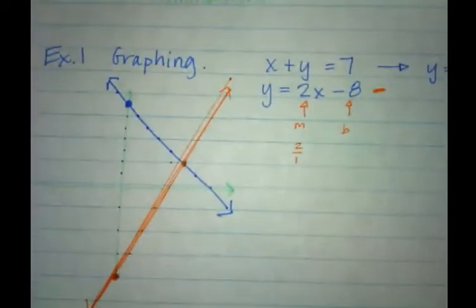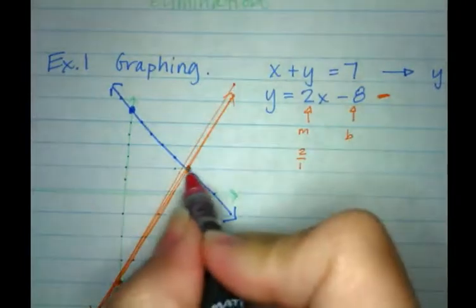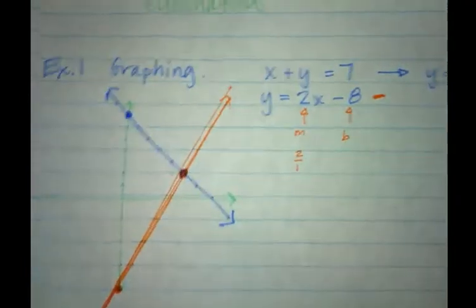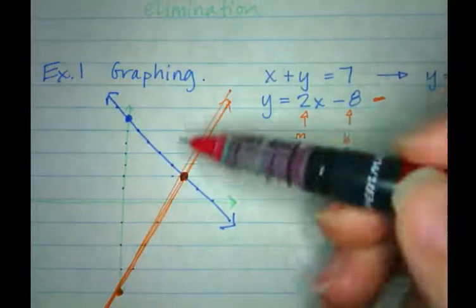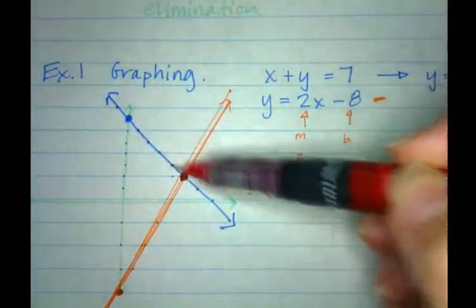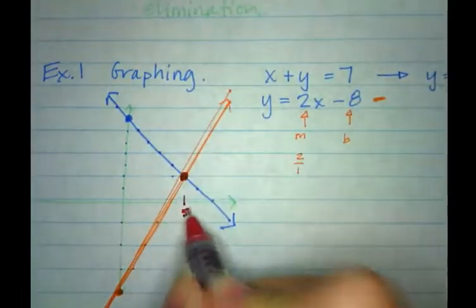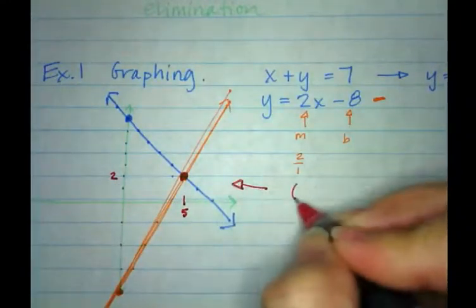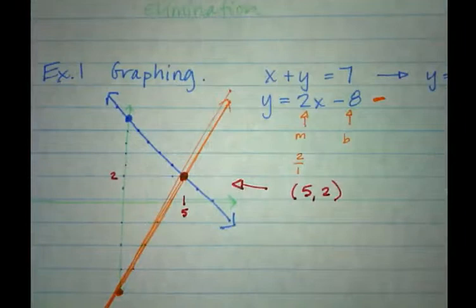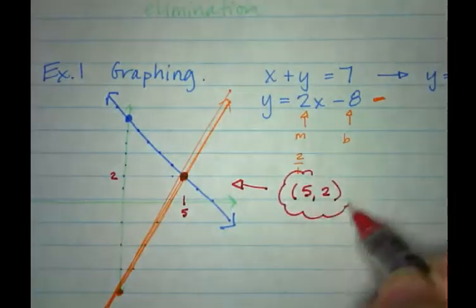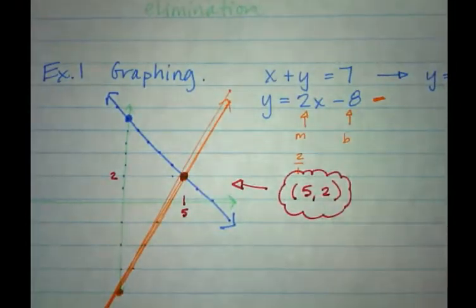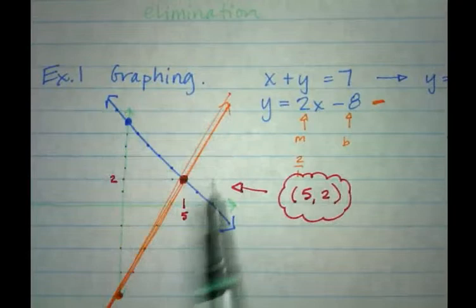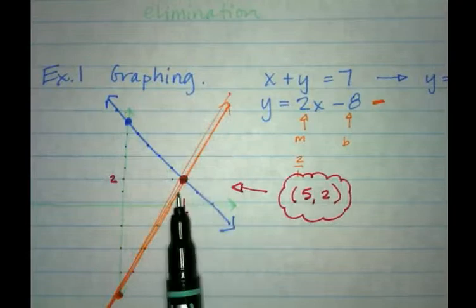All right, so I can now see that these two lines meet at that point right there. And that would be the point, let's see, 1, 2, 3, 4, 5. Looks like it's over 5 and up 2. So that is the point (5, 2). So that tells me that if I graph these two lines, they meet at the point (5, 2). Out of all of the points on this coordinate plane, that's the spot where they meet, and that's (5, 2).